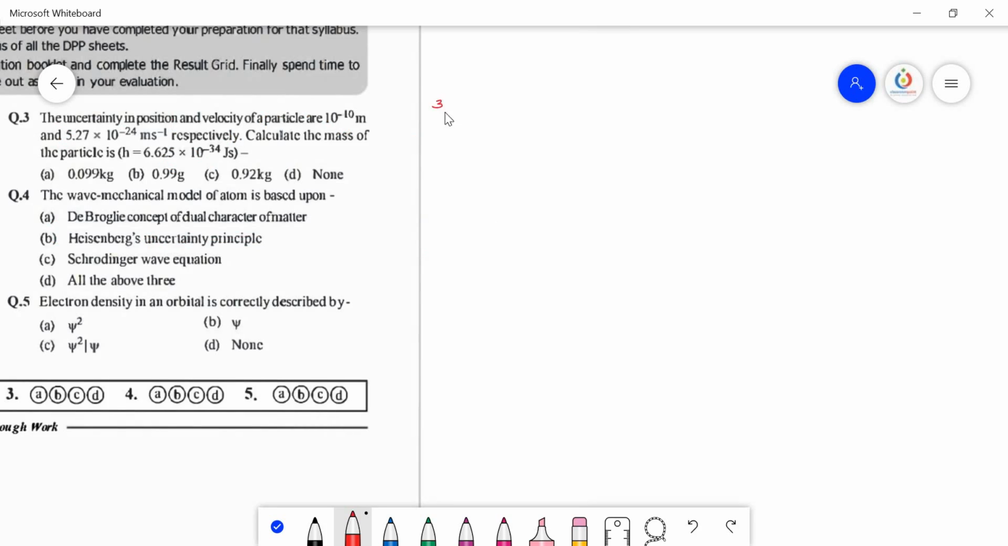Let us solve question number 3. The uncertainty in position and velocity of a particle are 10 power minus 10 meter and 5.27 into 10 power minus 24 meter per second respectively. Calculate the mass of the particle. Planck's constant value is given. So we know that according to Heisenberg's uncertainty principle, delta x into m delta v is equal to h divided by 4 pi. So here we need to calculate the mass of the particle.